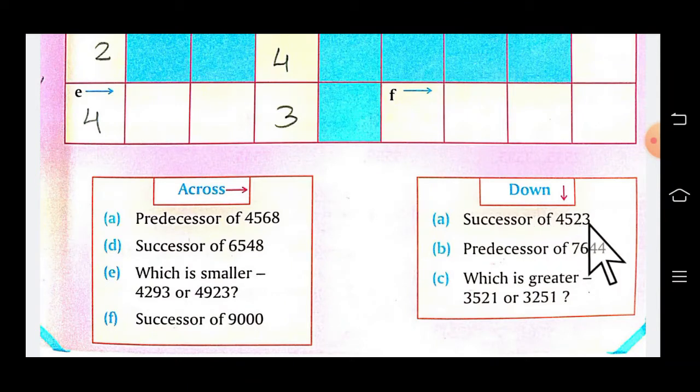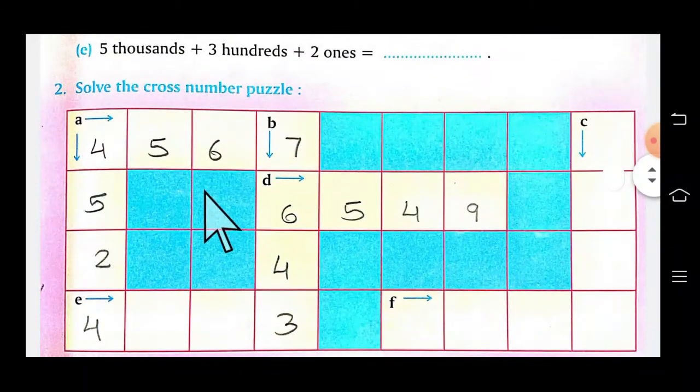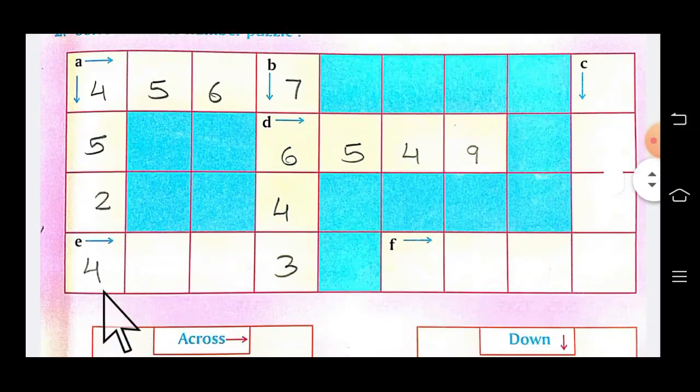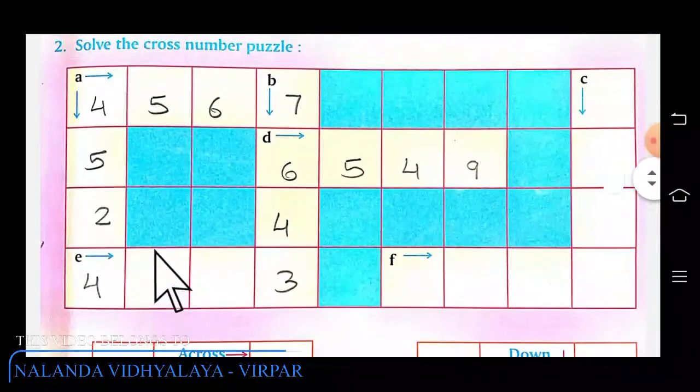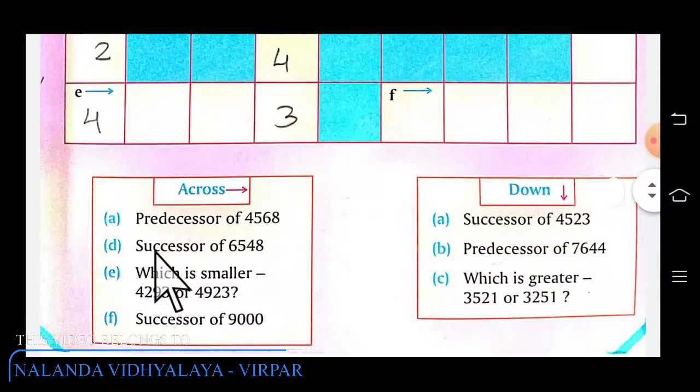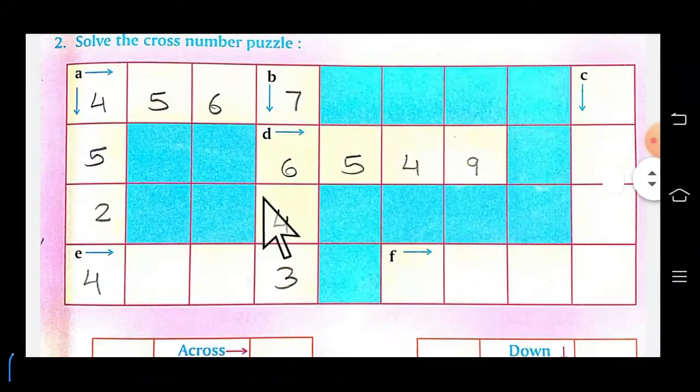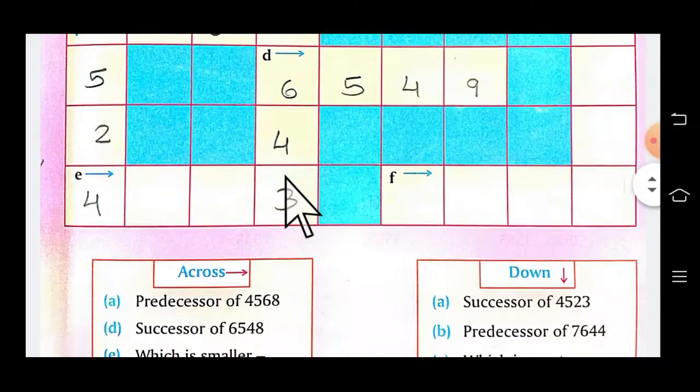Now down A, successor of 4523. For successor, we should add 1. So our answer is 4524. Understood? Next is the successor of 6548. It's D across. So what did we have to find out? Successor. So 6549.